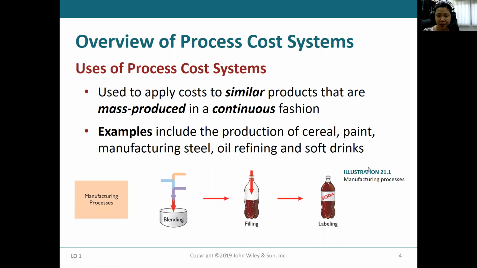For example, here you can see the process of producing soft drinks. We have the first process, which is blending, and then the second one, filling, and then labeling.